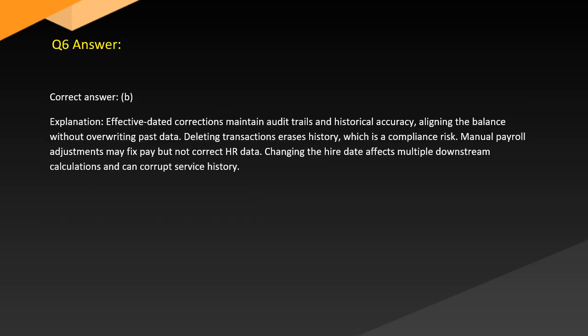Answer. Correct answer: B. Explanation. Effective dated corrections maintain audit trails and historical accuracy, aligning the balance without overwriting past data.